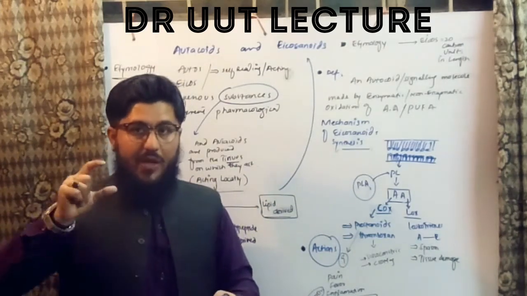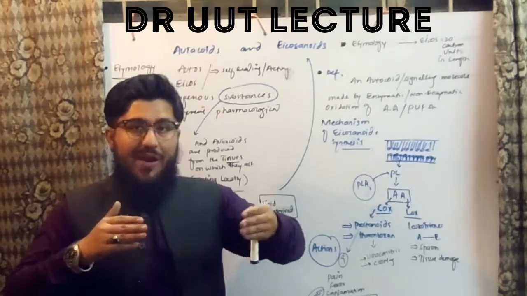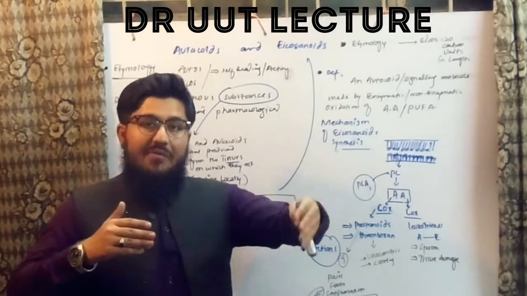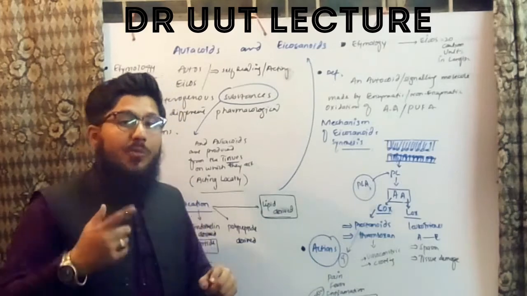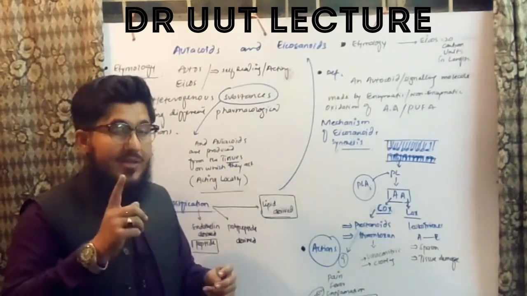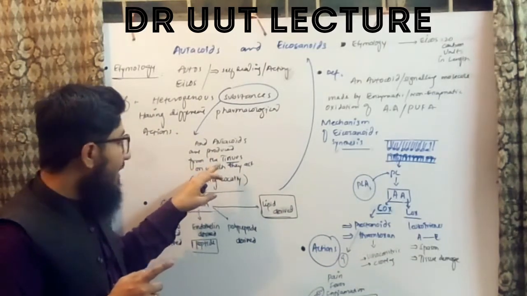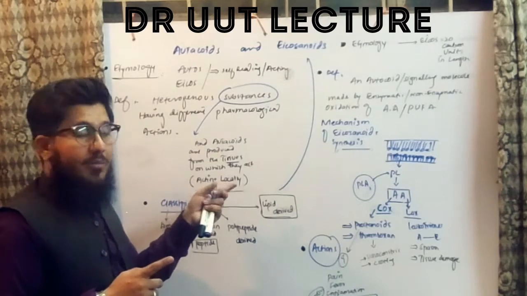Suppose we have autacoid A and B. A has one action, B has another action. Like this, we have a number of autacoids and each has a different type of action. Now the very common point that places all these autacoids together is that autacoids are produced from the tissues and act again on the same tissue. Means they're actually acting locally.